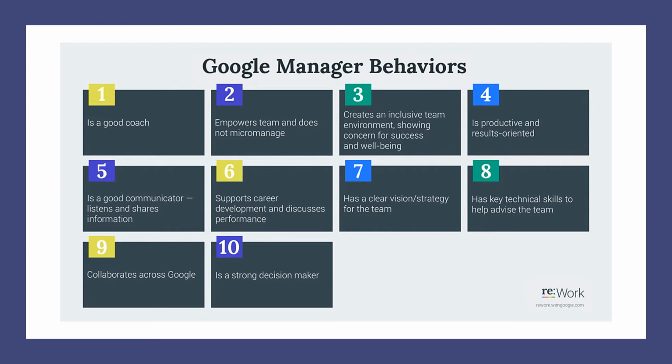Number four, being results and productivity oriented. Number five, to be a good communicator and to be able to listen and share information effectively. Number six, to support the career and development of their employees. Number seven, to have a very clear vision and strategy for the team. Number eight, to also have strong technical skills themselves to be able to coach and advise their team. Number nine, to be good collaborators across the organization. And number 10, to be strong decision makers.